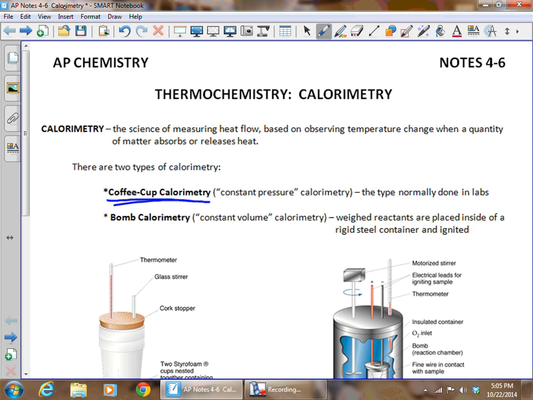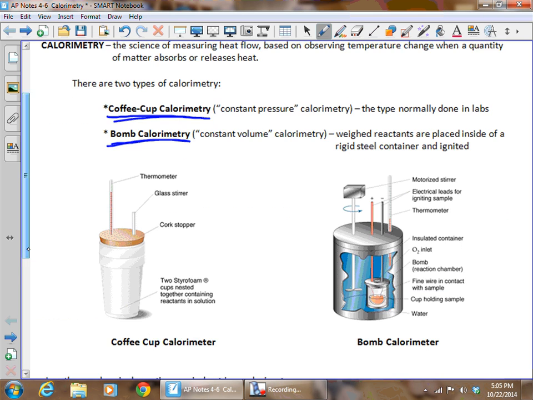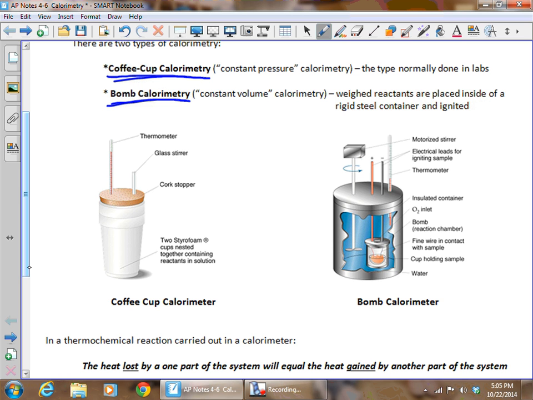Bomb calorimetry, which is constant volume calorimetry, is when weighed reactants are placed inside of a rigid steel container and ignited. In either case, we're dealing with how much heat is produced and heats up water inside these containers. That water is measured for its temperature change, and then we use calorimetry, usually a form of the MCAT equation, in order to calculate the amount of heat released.